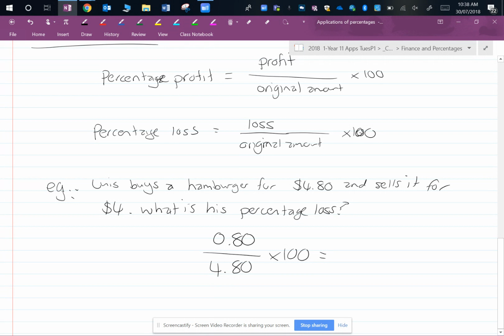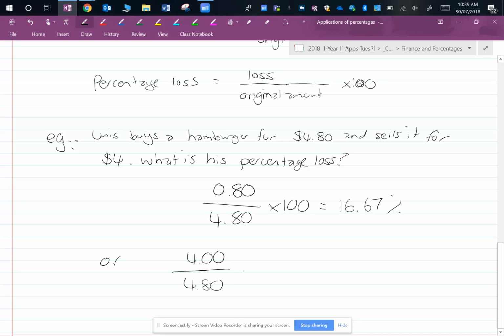Can someone just put it in the calculator for me? Okay, so 16.67% loss. Now, if you'd written $4 divided by $4.80, what number would you have gotten? Could someone do that for me? $4 divided by $4.80. It's all right, I wanted a 0.88. 0.83 and continue. Recurring, 33.